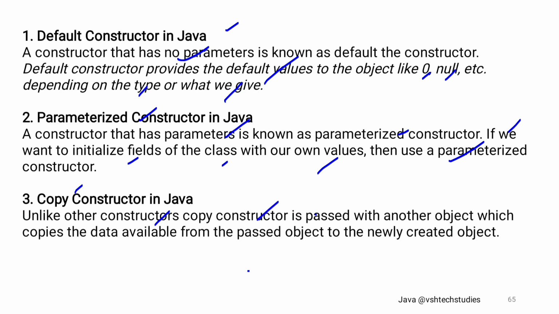Next, third one, copy constructor. A copy constructor is passed another object, which copies the data available from the past object to the newly created object. So in a copy constructor, the parameter is an object. In a parameterized constructor, the data field values, that is member variable values, are given as parameters. But in a copy constructor, the object whose values are to be copied is passed as a parameter. That constructor copies the data available from the past object to the newly created object.